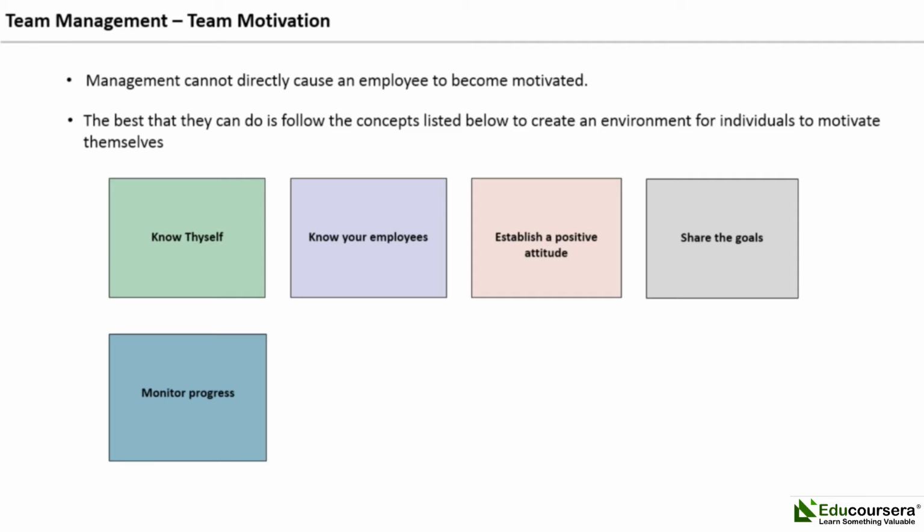Monitor progress. Managers should periodically review performance. Develop interesting work. Managers should consider altering an employee's work by means of job rotation, job enlargement, and job enrichment. Job rotation permits employees to switch jobs, reducing boredom and building process knowledge. Job enlargement combines tasks horizontally for growth. Job enrichment combines tasks vertically for growth.